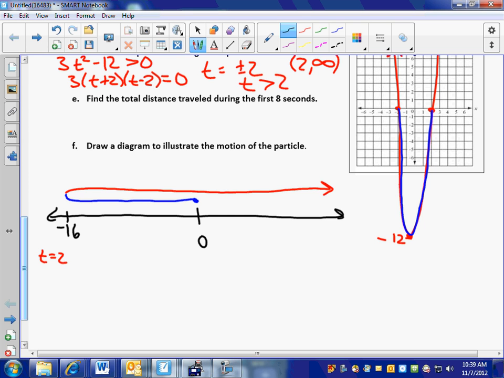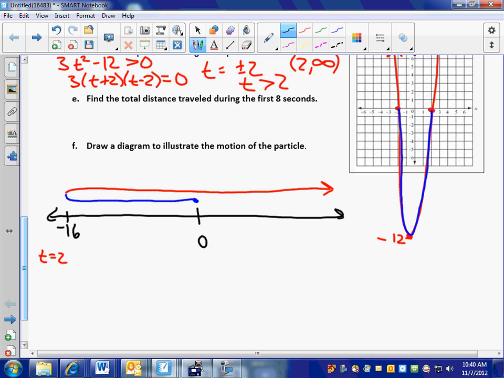And then after that, it turns around and heads in the positive direction. So look at the question. The question is, for E, it says find the total distance traveled during the first 8 seconds. So A for the day, what is the distance it's traveled in the first 2 seconds? 16. If I wanted to figure out how far it's traveled in the 8 seconds, I would have to figure out where it is after 8 seconds.